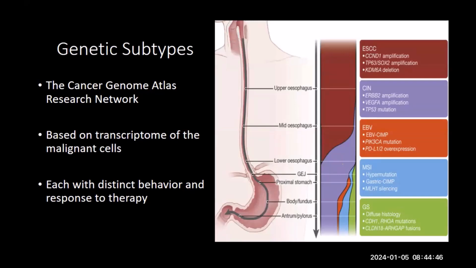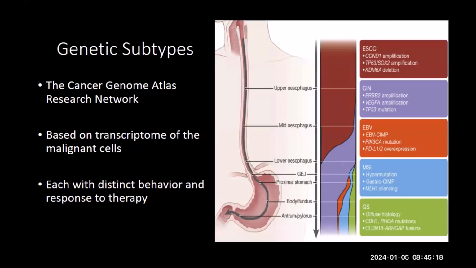classify esophageal cancers based on their transcriptome profile. They have classified both esophageal squamous cell carcinoma and adenocarcinoma separately. Esophageal squamous cell carcinoma, which is seen in the brown, as you can see, is most commonly seen in the upper and middle esophagus. They classified this into ESCC 1, 2, and 3 based on the upregulation of proteins, and they found that especially ESCC1 was resistant to chemotherapy.